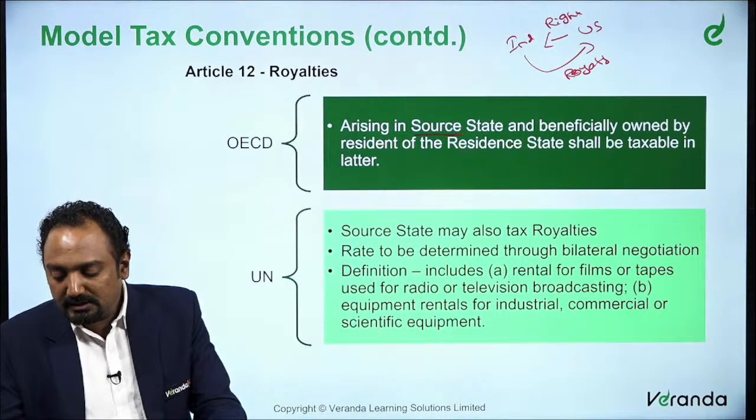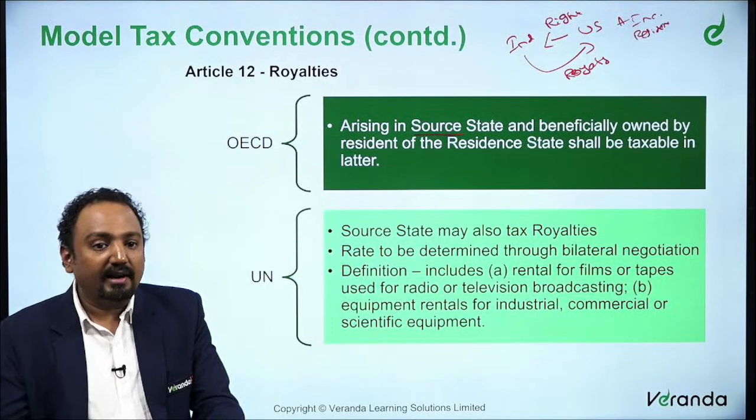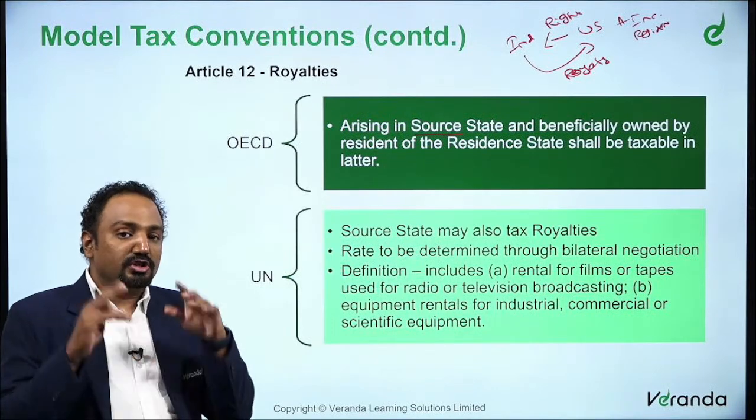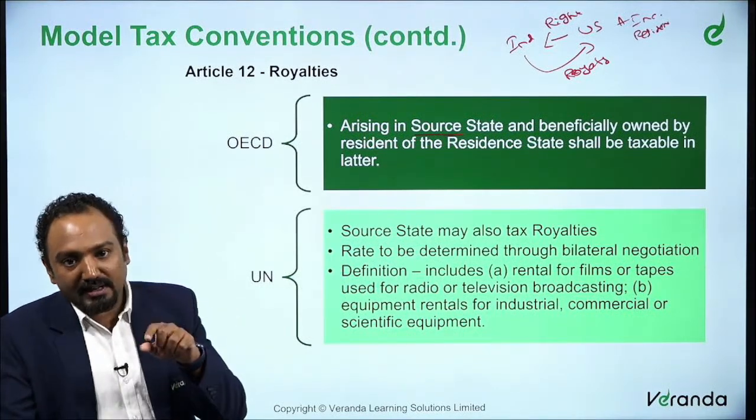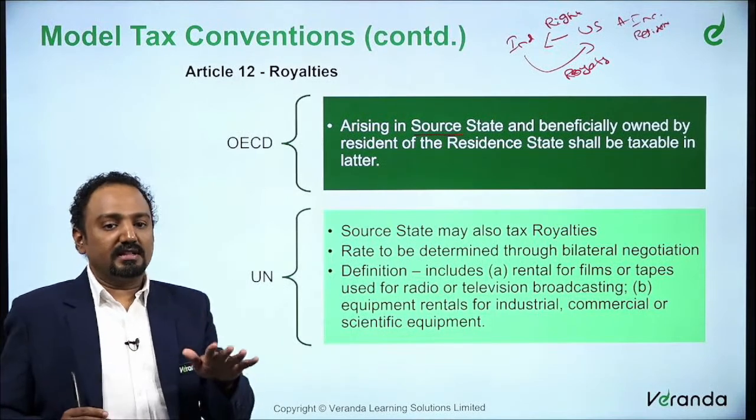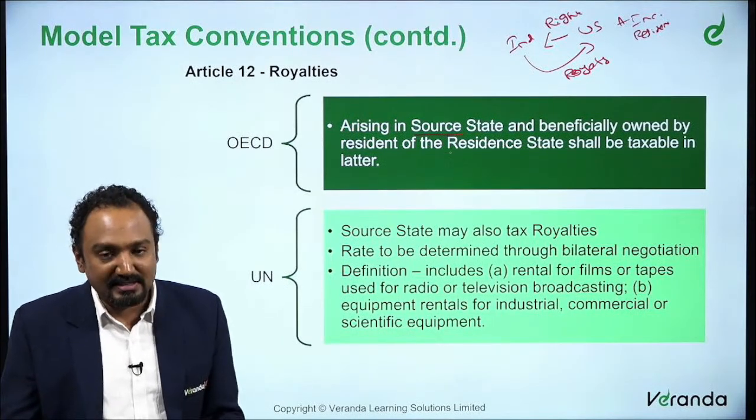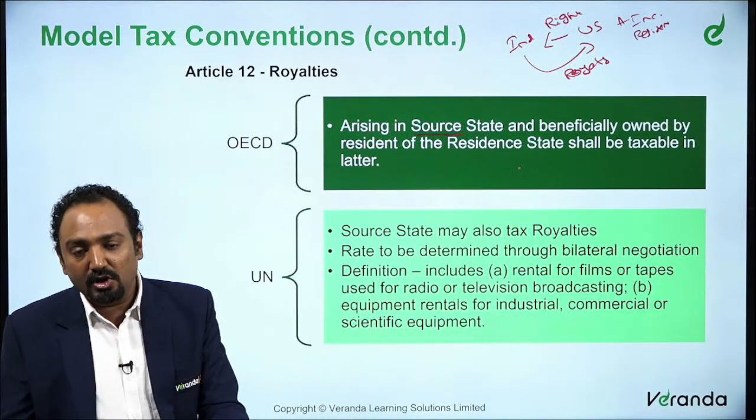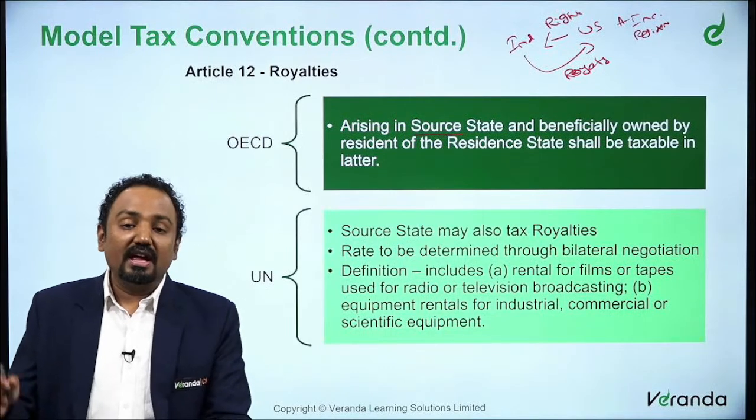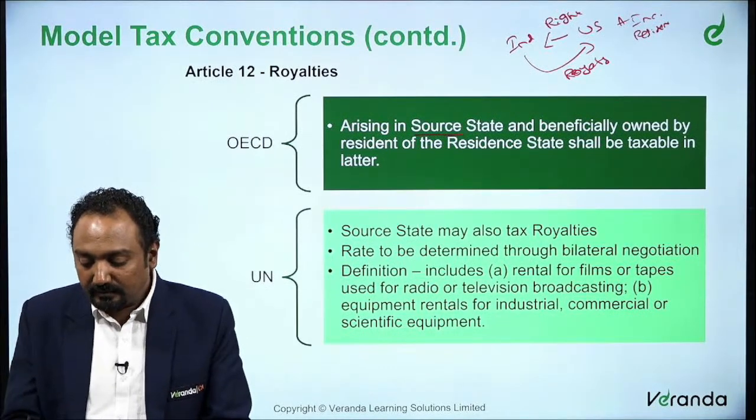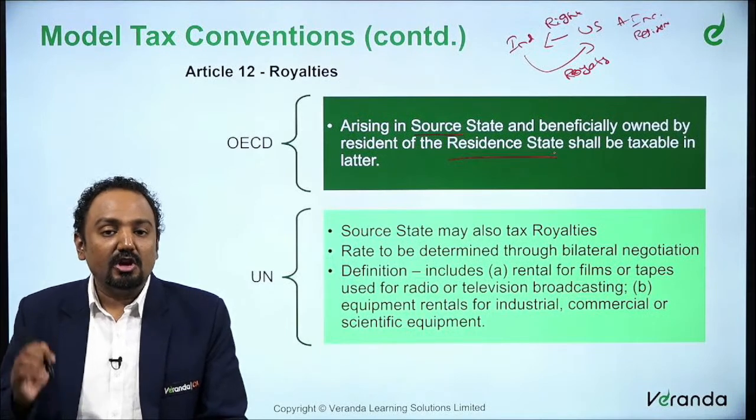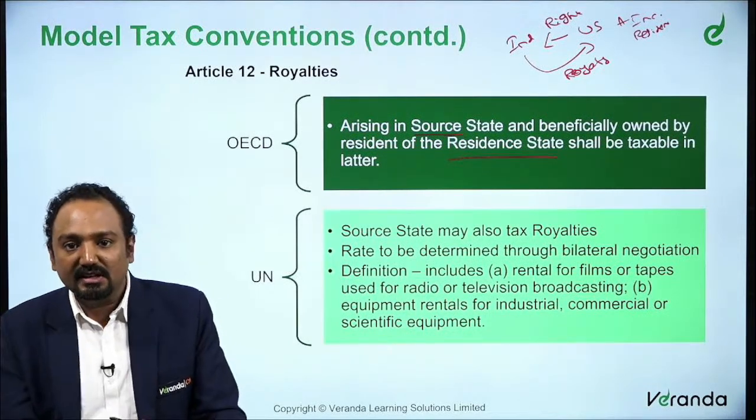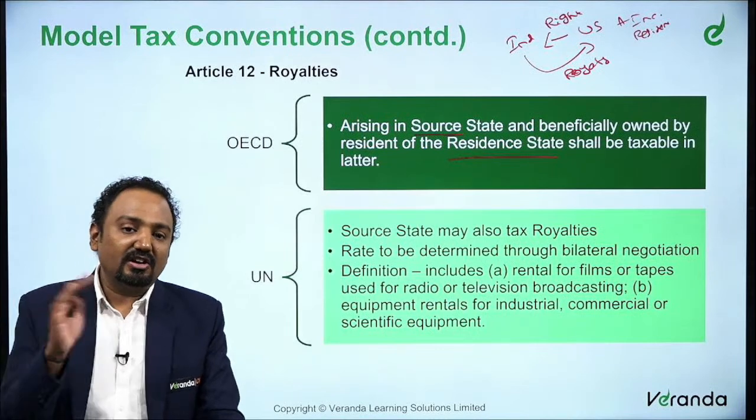So now, let's say A Inc. is basically a resident of US. So Article 12 in OECD says, typically, this royalty must be an income only in US and not in India. So that's what they say: arising in the source state, that is India, and beneficially owned by a resident of the resident state, that is, beneficially owned by a person who is resident in US, it shall be taxable in the latter, that is, it shall be taxable only in the resident state. So such royalty should only be taxed in the resident country, not the source country.